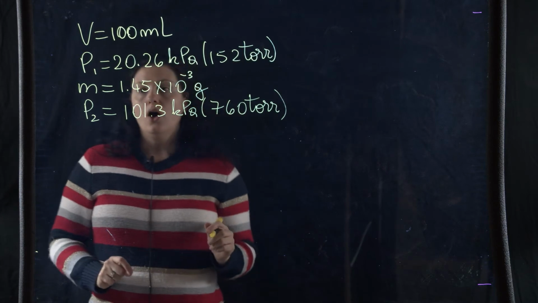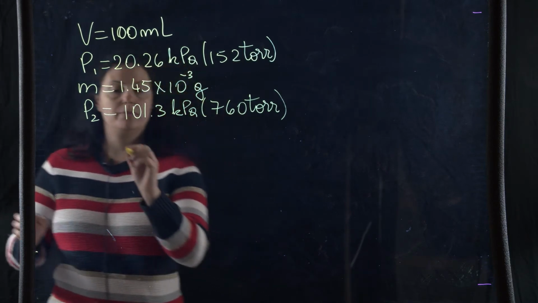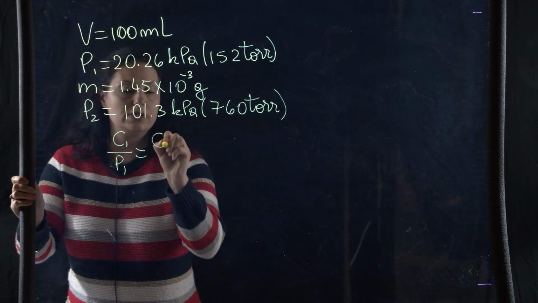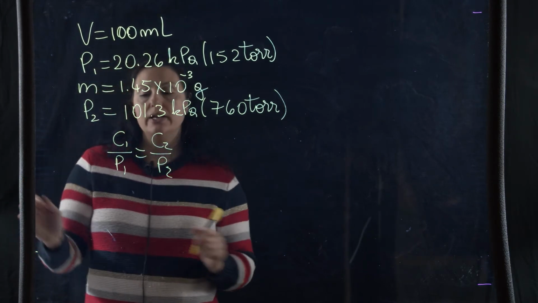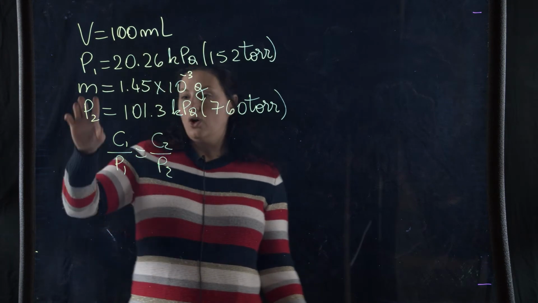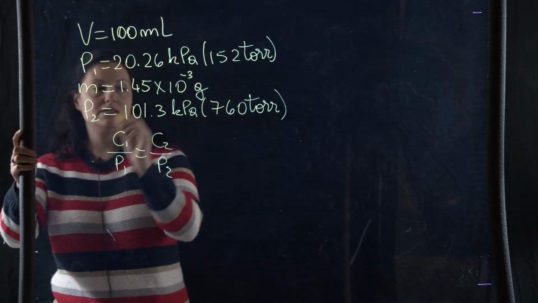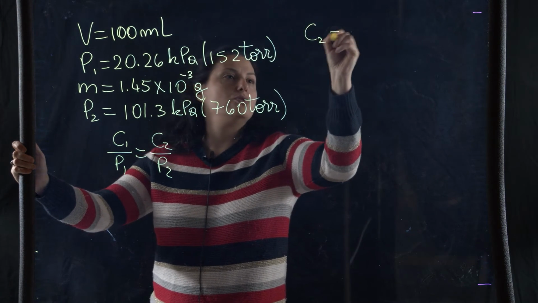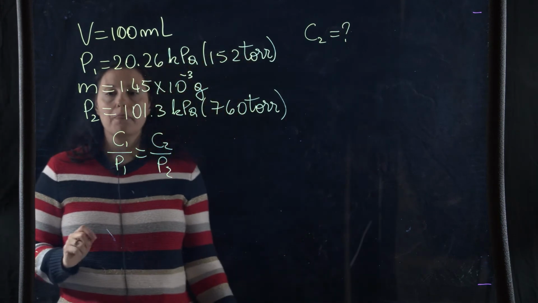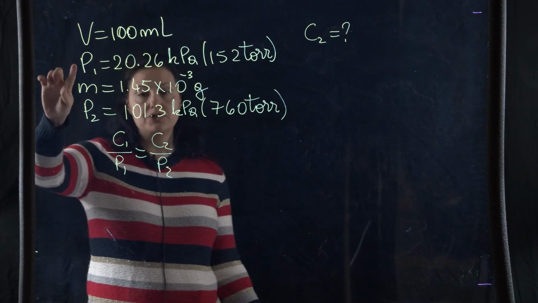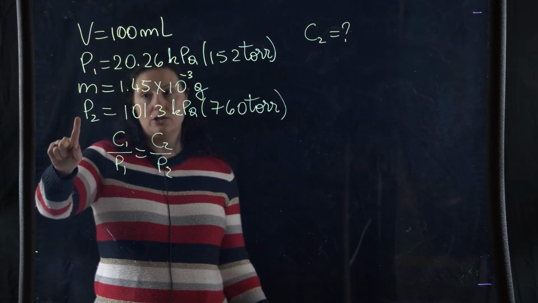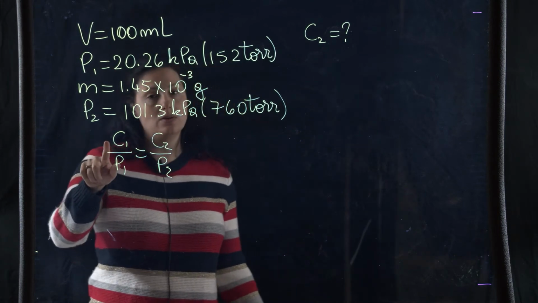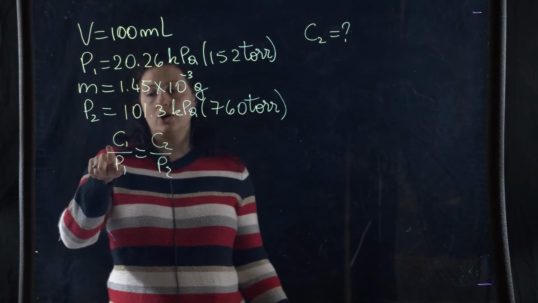Okay, what do I know from Henry's law? From Henry's law, I know C1 over P1 is equal to C2 over P2. Now let's look at what we have here. We're asked to find C2. So what is C2? Concentration. What do we have? We have the initial pressure, we have the final pressure, and we're asked to find C2. But we don't directly have C1. What do we have for concentration?